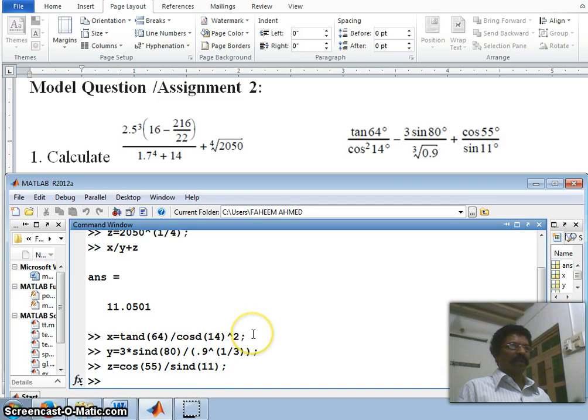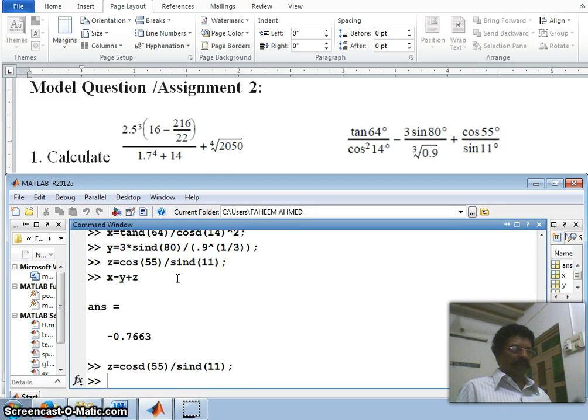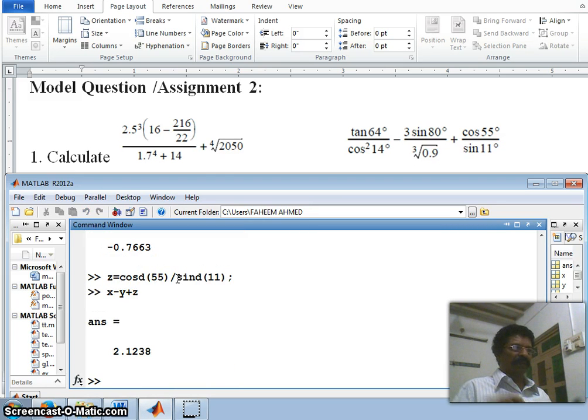Alright, now what do we want? x minus y plus z. So now the expression, the value is equal to minus 7.6, tan 64 divided by cosd of 14 whole square, then 3 sind of 80 divided by the third root of 0.9, then cos, oh my god, this one I have left out, so let me do it again. This is cosd of this one. Therefore, now we shall evaluate x plus y plus z. Now this is the correct answer, 2.1238.